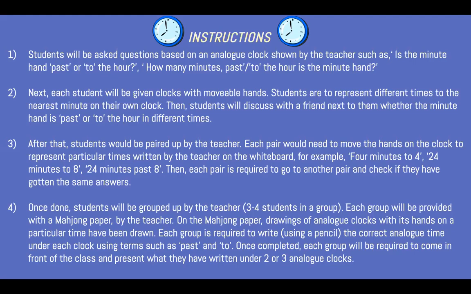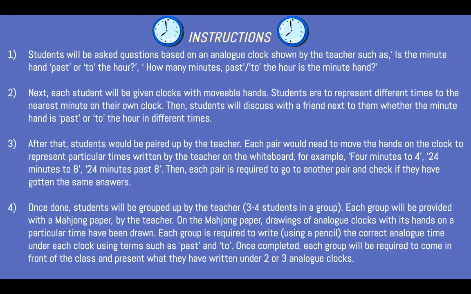After that, students will be paired up by the teacher. Each pair would need to move the hands on the clock to represent particular times, written by the teacher on the whiteboard. For example, 4 minutes to 4, 24 minutes to 8, and 24 minutes past 8. Then, each pair is required to go to another pair and check if they have gotten the same answers. Once done, students will be asked to be grouped up by the teacher.